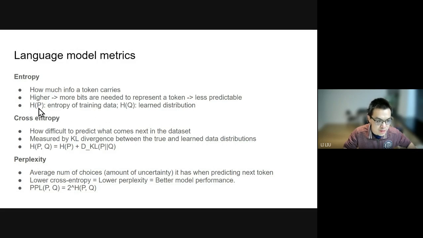Ideally, we want the distribution of the real data to be as close as possible to the length distribution.